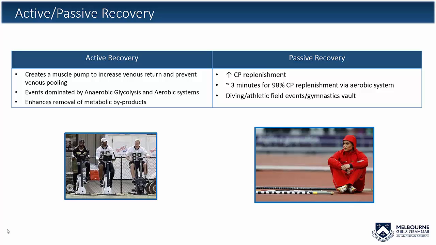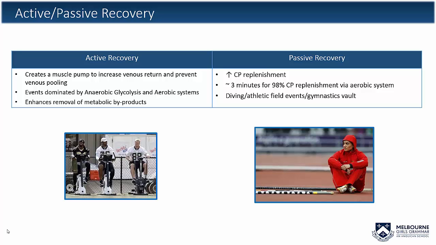So who would work? Who needs active recovery? Someone who has metabolic byproducts, so someone who uses the anaerobic glycolysis system for their event, maybe the aerobic system. And passive recovery, those who need fast replenishment of CP. So those sorts of events that are dominated by the ATP-CP system, such as diving, gymnastics, vault, and the field events in athletics.